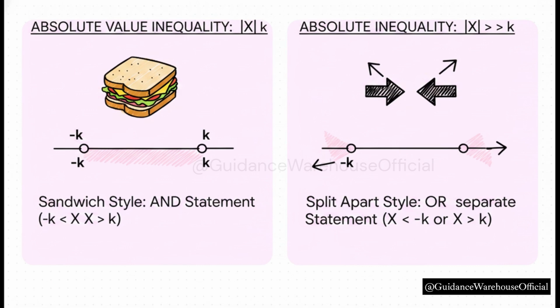So what happens when we mix absolute value with inequalities? Well, you get two very different outcomes. Look on the left. If the absolute value is less than some number, you get another one of those sandwich problems. Your answer is a single, neat little interval. But look over to the right. If the absolute value is greater than a number, the solution totally splits apart. It creates two completely separate intervals that go off in opposite directions. So remember, it's either a sandwich or it splits.